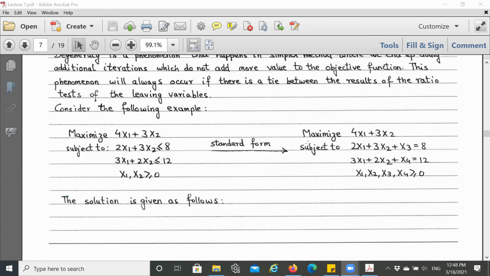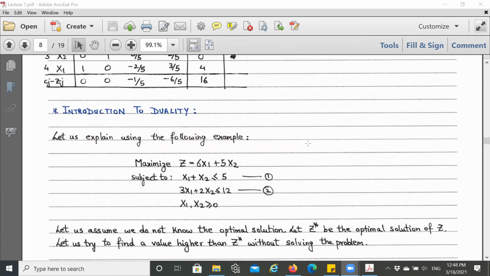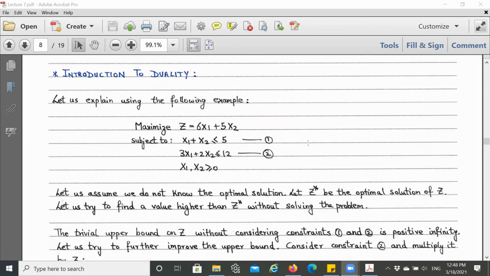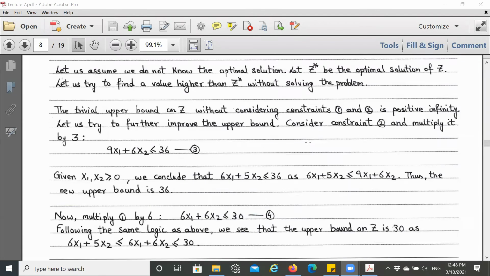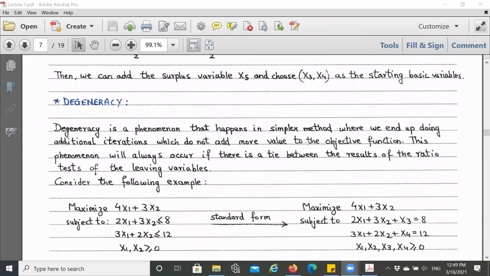simplex method and how it occurs. There's no solution to it; you just have to be careful with it. Okay, degeneracy. So degeneracy is a situation that occurs when you're using the simplex method, and this is the situation where you're actually doing additional iterations.